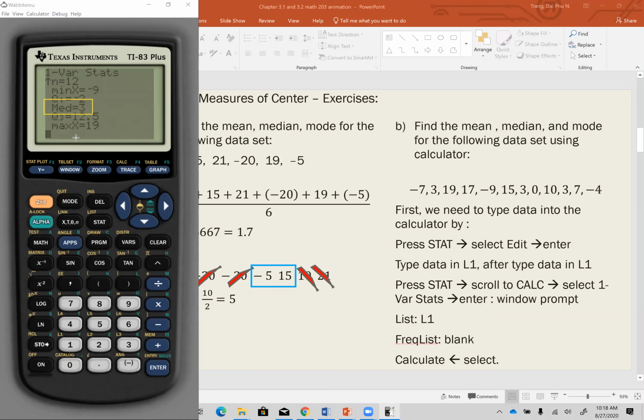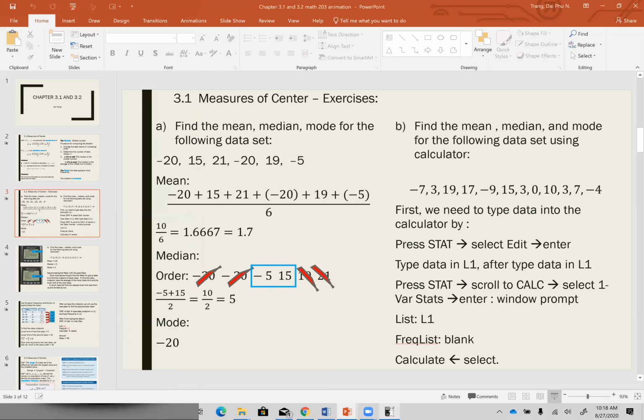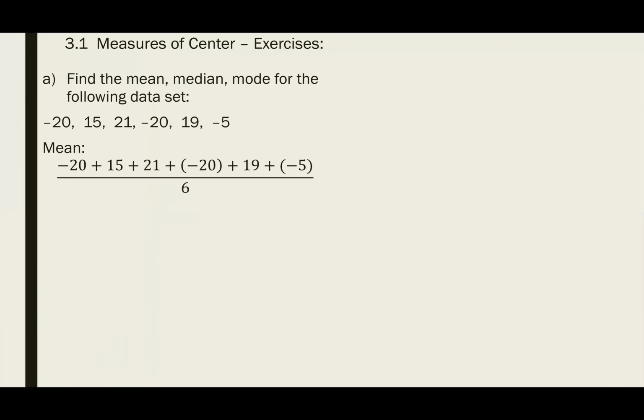If you scroll all the way down, you will see that MED, which is your median. You can see that your median is 3. So your calculator gives you 2 items, the mean and the median. They give you more than 2, but we'll go over the other things later. For now, the 2 items that we need are the mean and the median.